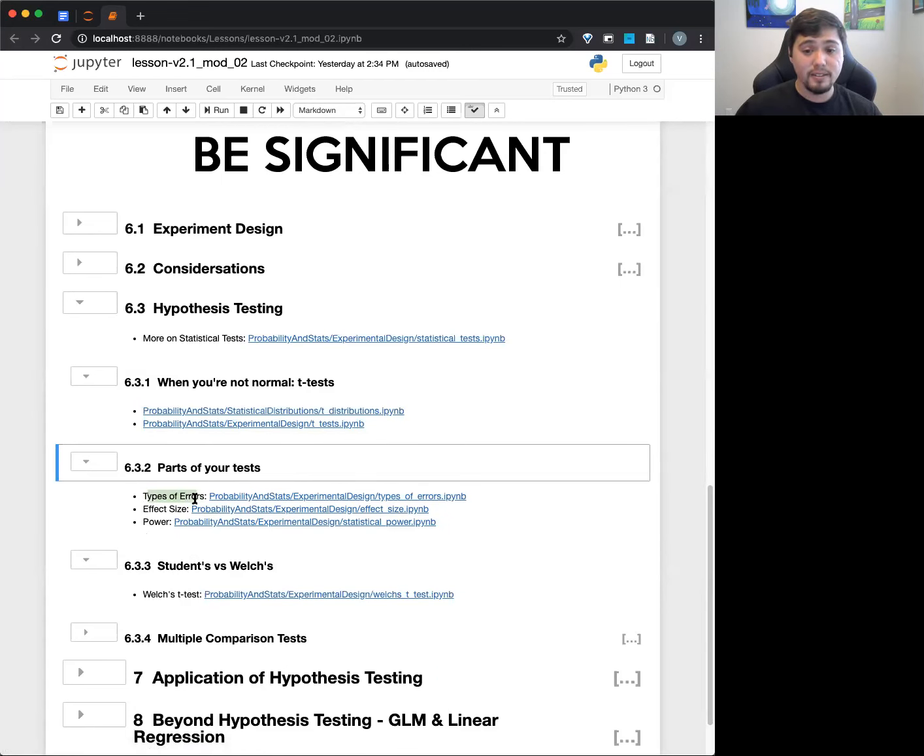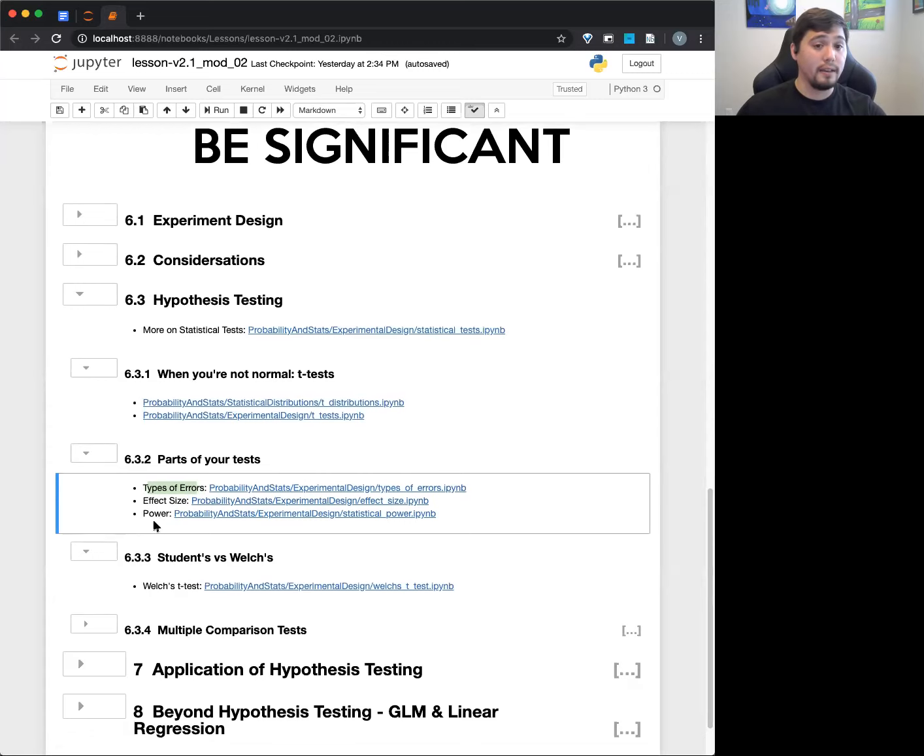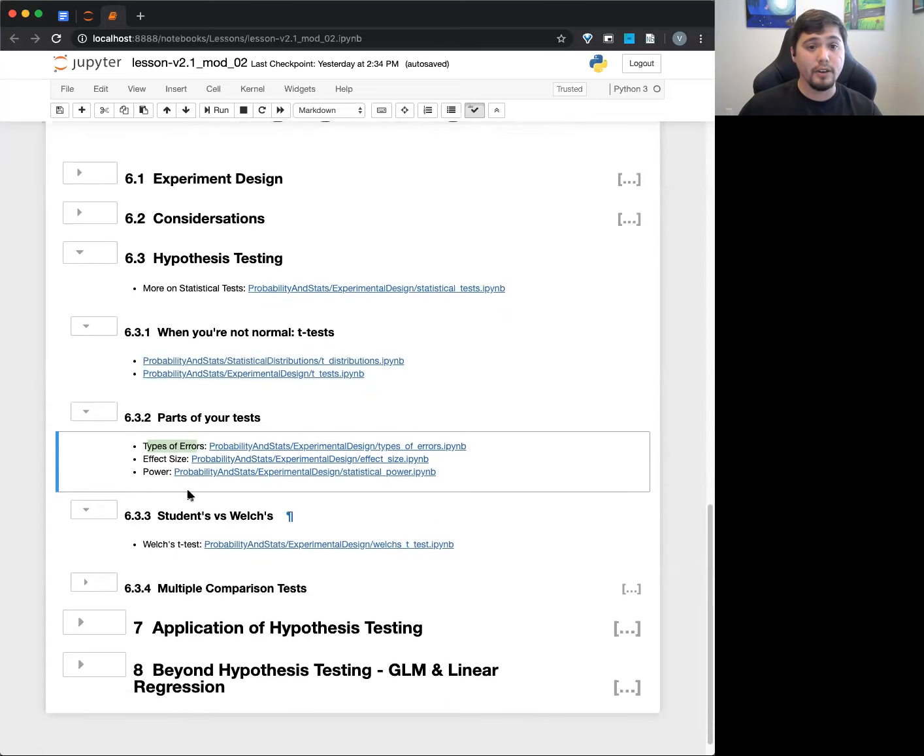So anyway, type errors, something that will come up again for sure. I would say go through it and really understand type 1 error versus type 2 error. Effect size, we talked about effect size. We saw the ANOVA and stuff like that. It's important to know basically what the difference is. It's different from actual significance.